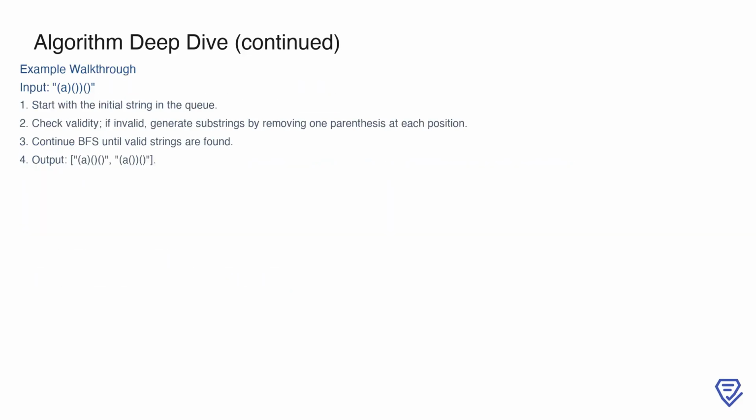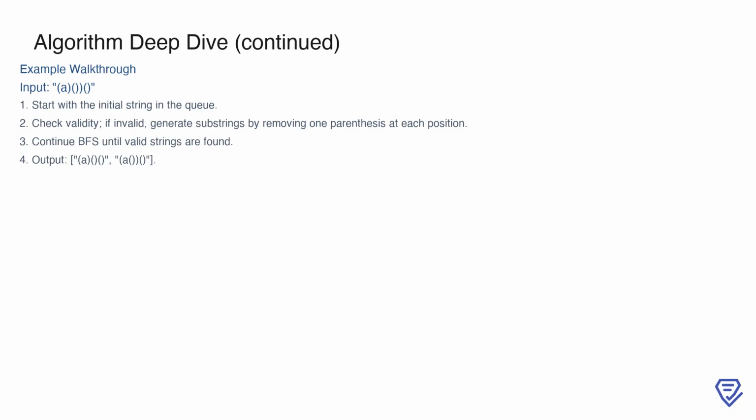Let's walk through an example to see how the algorithm works. Suppose the input string is A. We start by adding the entire string to the queue. Initially, we check its validity. Since it is invalid, we generate new substrings by removing one parenthesis at each position. These substrings are then added to the queue for further processing.